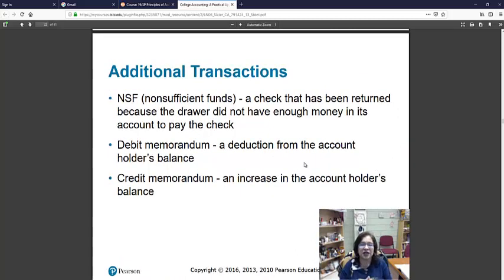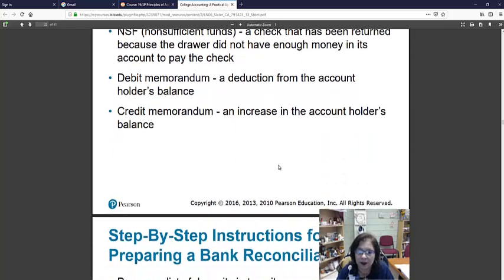If there are any additional transactions, like I said, non-sufficient funds, a debit memorandum, a deduction from the account, a credit memorandum, an increase in the amount as well, depending on anything that has been going through. If it's a savings account, showing the fact that you've now got interest added, so that you'll see how much money you're actually making in the savings account.